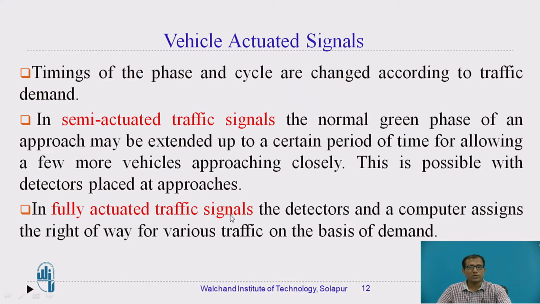Suppose the intensity of traffic in all four legs is equally distributed, you can use the fully actuated traffic signals. All four legs have sensors and detectors, and a computer assigns the right of way for various traffic on the basis of demand. It is very useful, but it is the costliest, and depending upon the intensity of the traffic, these detectors will change the signal timings.